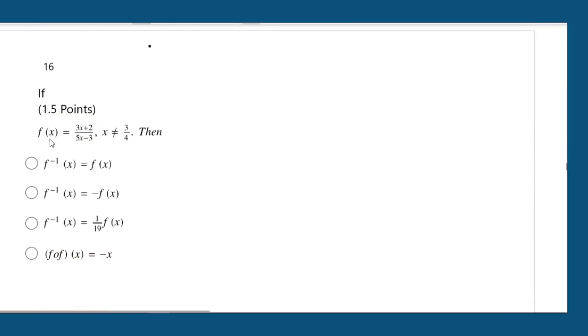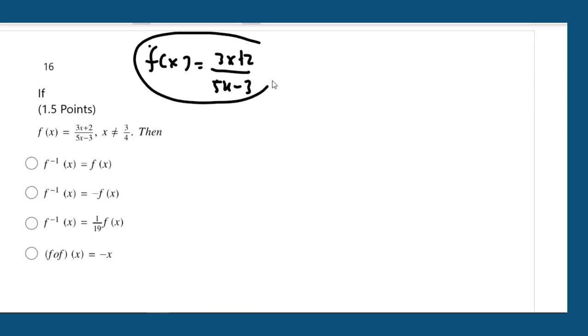Number 16. f(x) is equal to 3x plus 2 over 5x minus 3. Then check, oh, this is an inverse. So try to find the inverse. Let y be equal to 3x plus 2 over 5x minus 3. For this one, we are going to write x in terms of y.